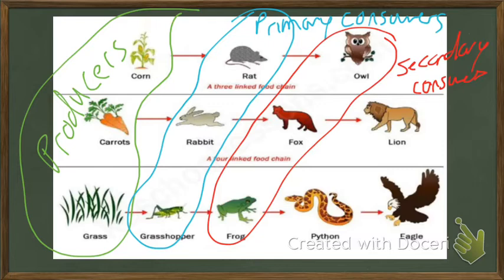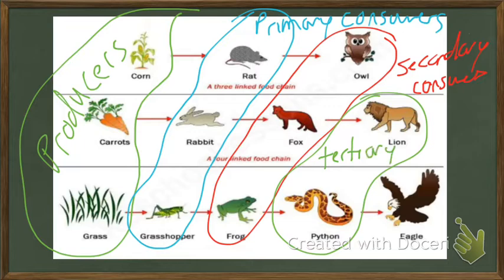Oh, no, what color haven't I used? I can't really use white here, can I? No, white doesn't work. I'll go back to green. The python and the lion, these are tertiary consumers. And the eagle is also tertiary, but we're going to call it a top consumer at this point.